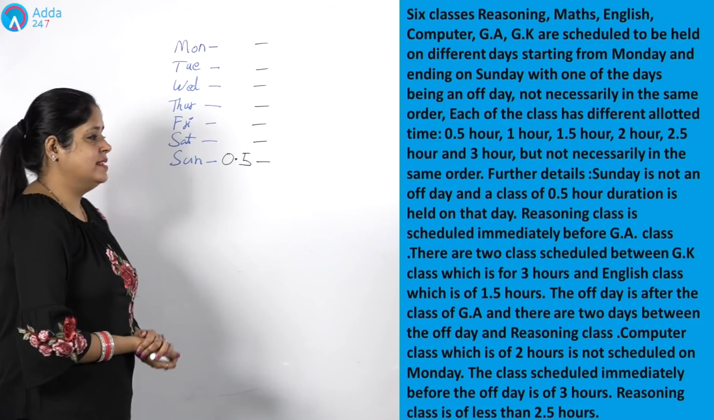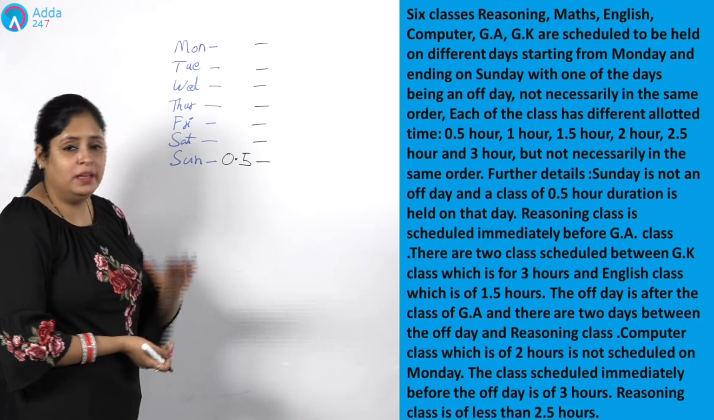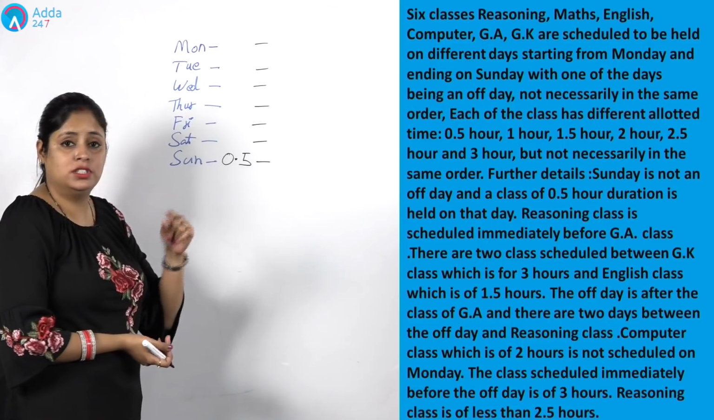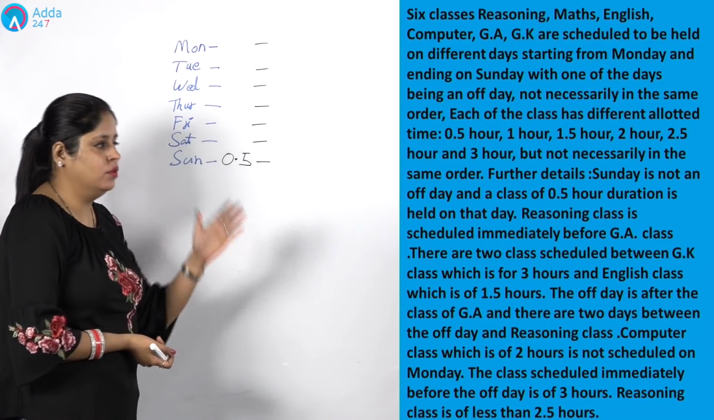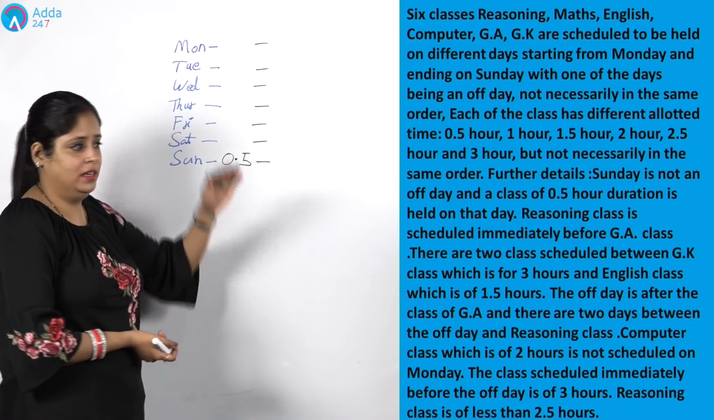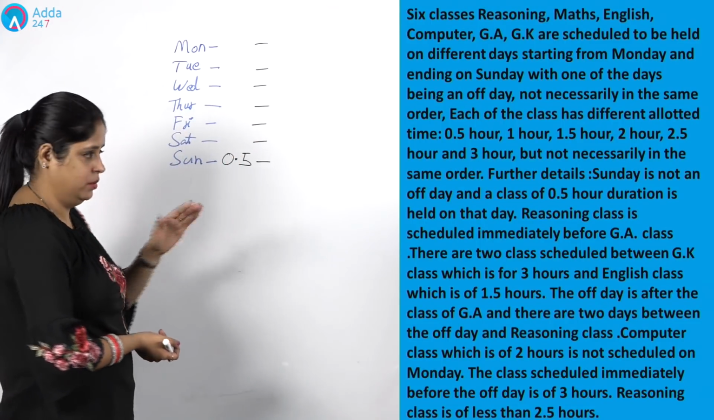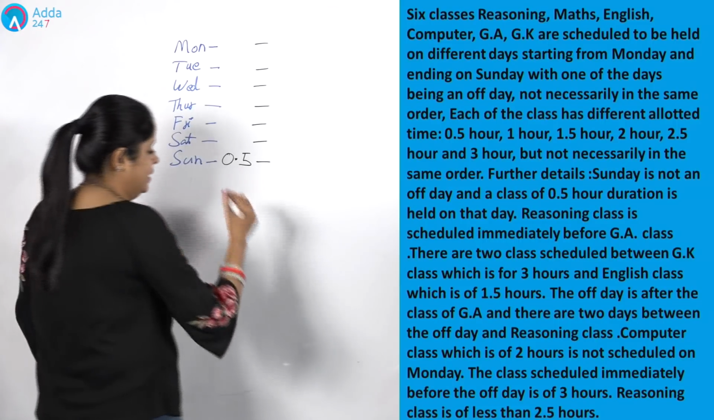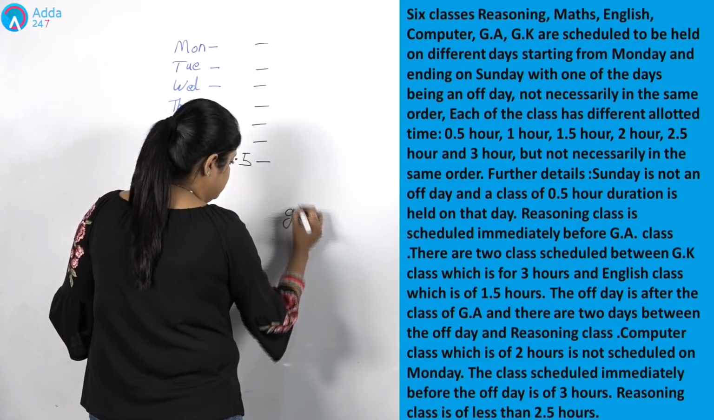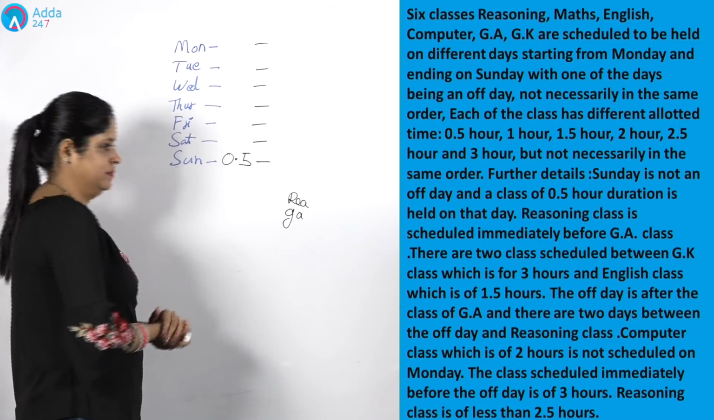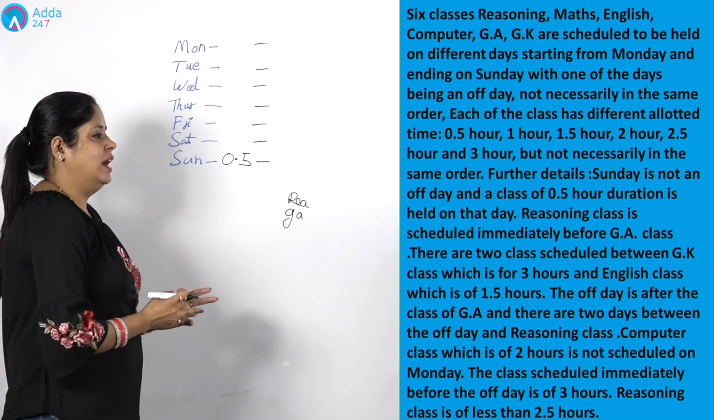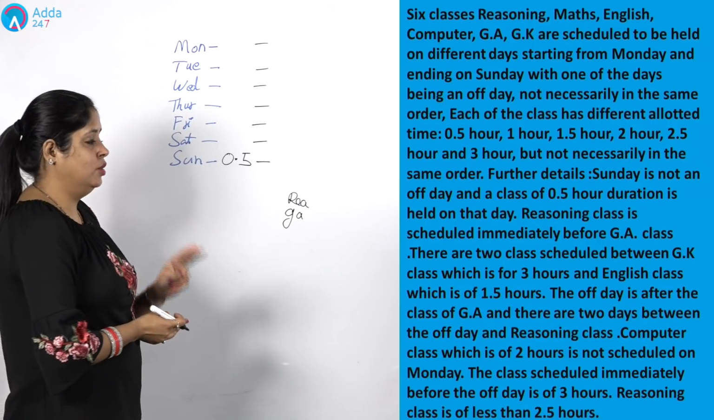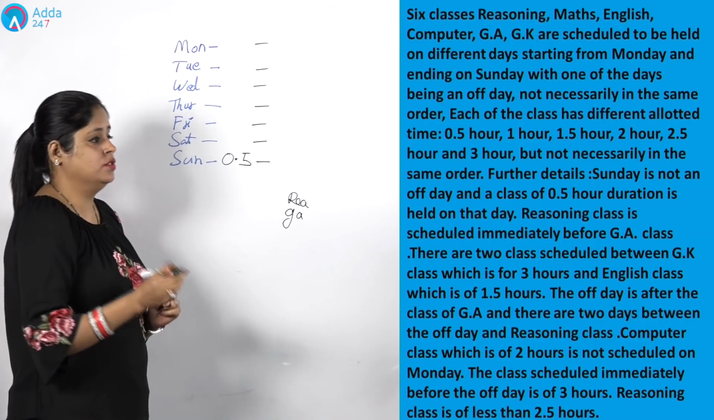Okay. Reasoning class is scheduled immediately before GA. Now they are not saying just before, they are saying immediately before. And when they are saying immediately before, we are quite confident of the pattern that first of all reasoning, then GA. Reasoning class is scheduled immediately before GA. Just before GA is the reasoning class. Okay. There are 2 classes scheduled before the GK class, which is of 3 hours.